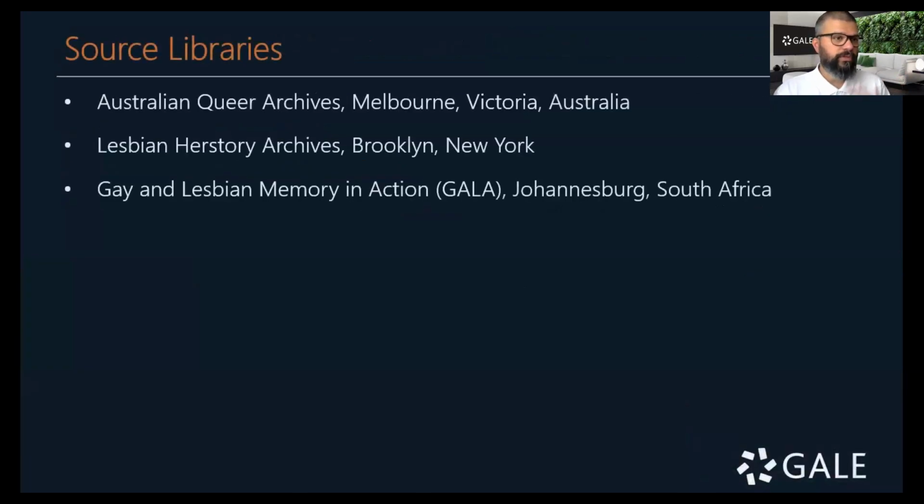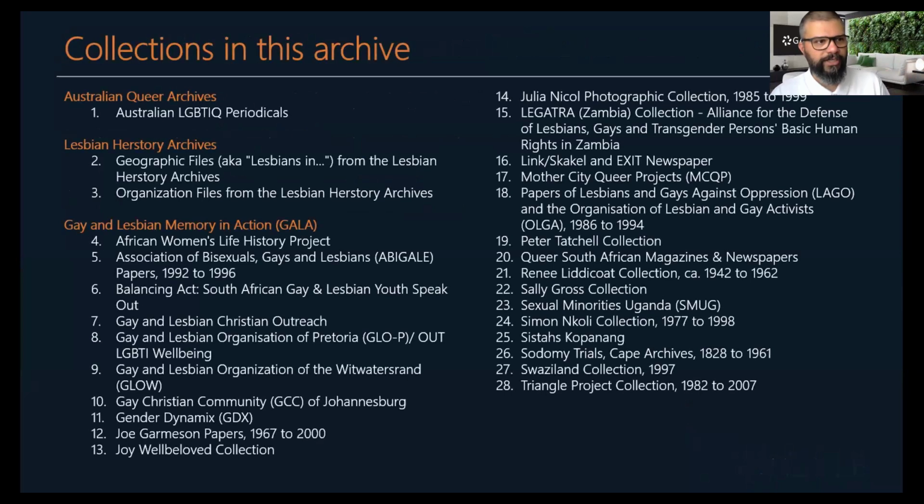Lots of great content. So the 3 source libraries are the Australian Queer Archives, the Lesbian History Archives in Brooklyn, and the Gay and Lesbian Memory in Action Gala. That is the one that I want to focus on today, also the Australian content. From the Australian Queer Archives, we've got the Australian LGBTQI periodicals. Really great collection. Do dive into that.